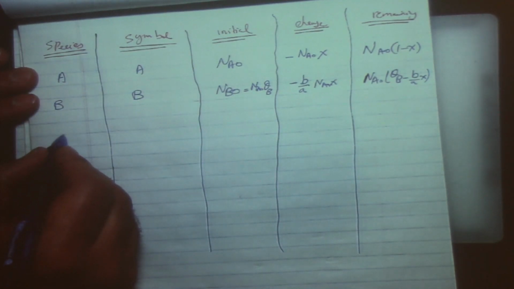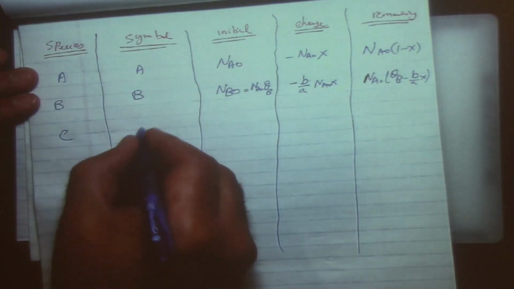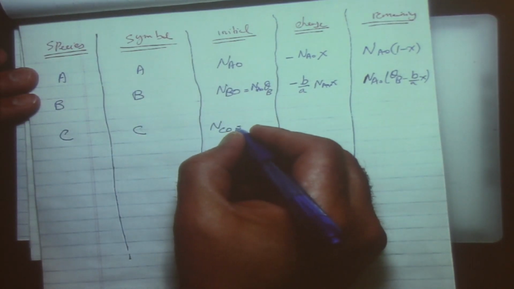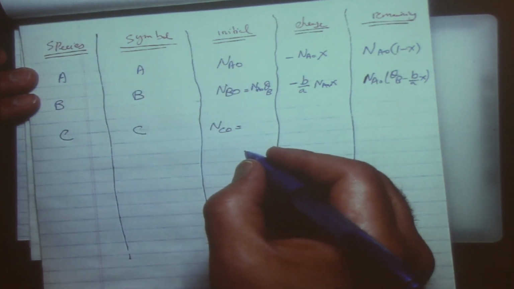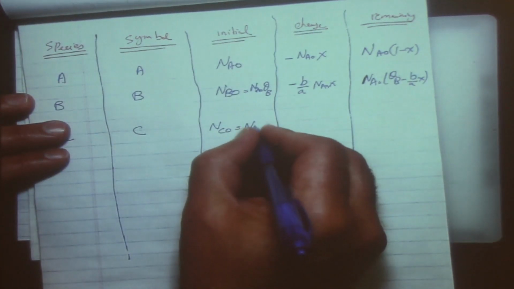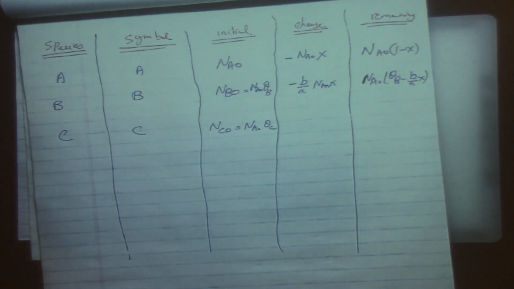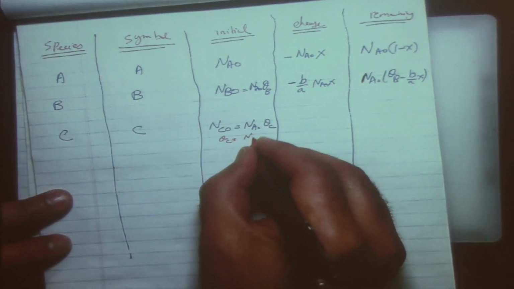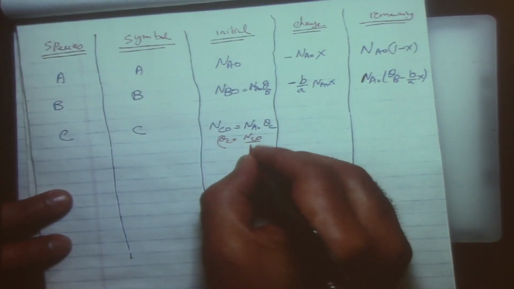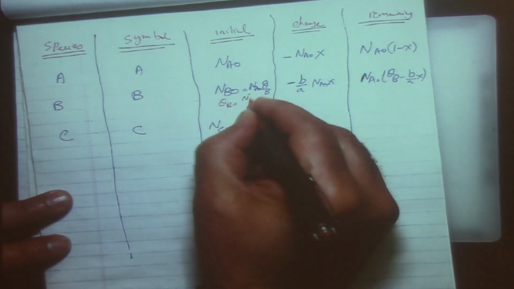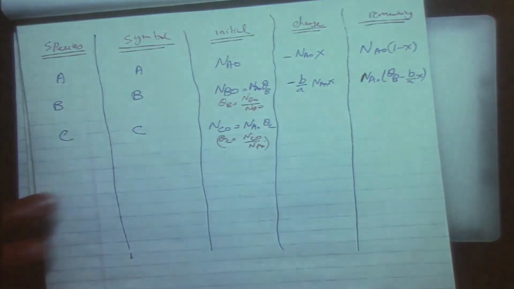Okay, so next is C. So what would be the initial of C? So NC0 would be, again, just converted based on the definition of theta C, would be NA0 times theta C. And theta C definition, I'll put it here. Theta C is NC0 over NA0. Theta B was NB0 over NA0.